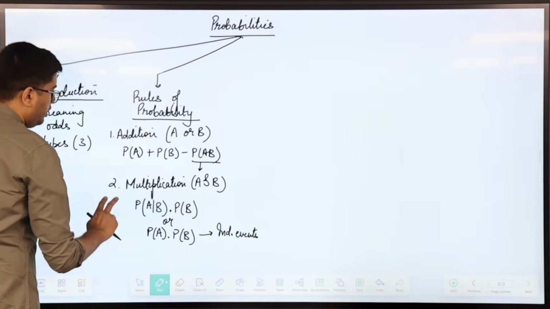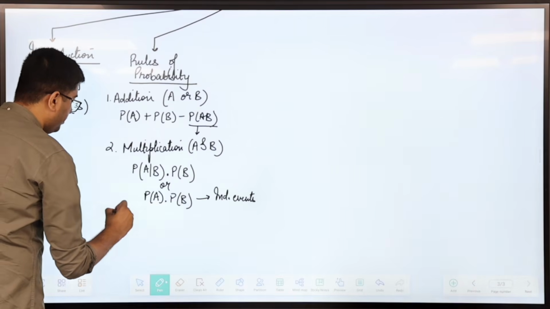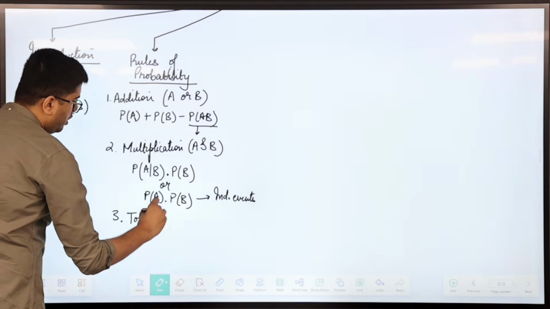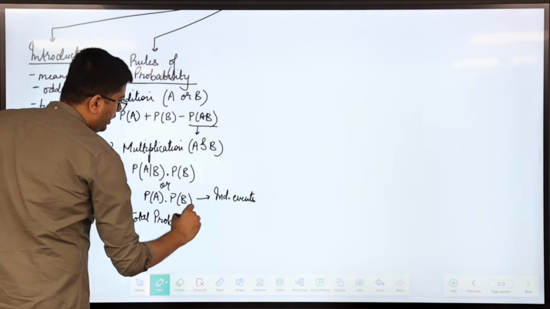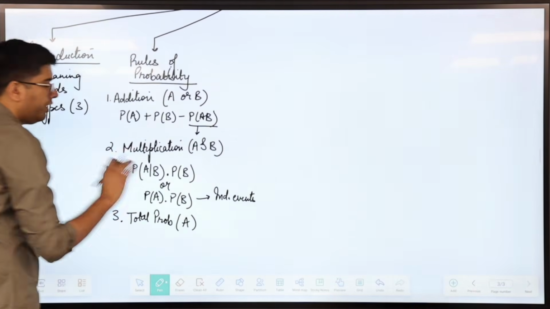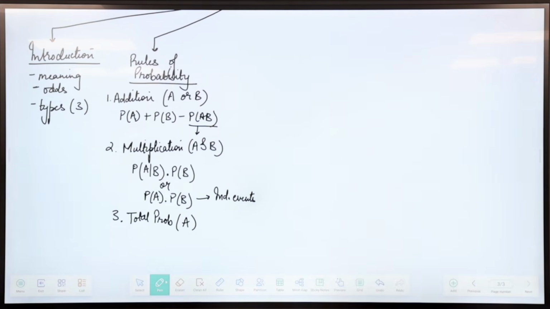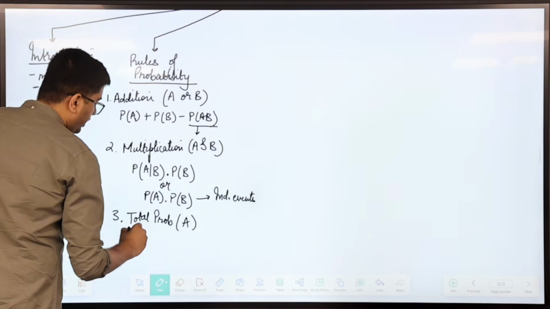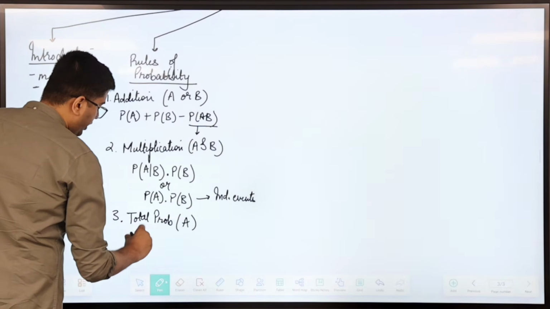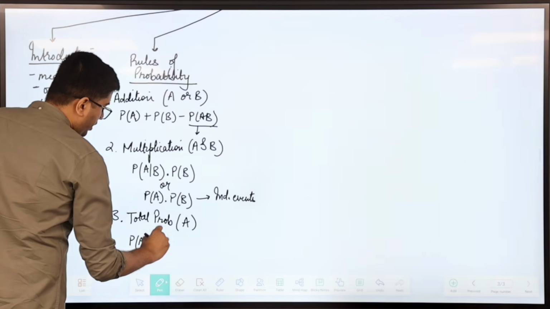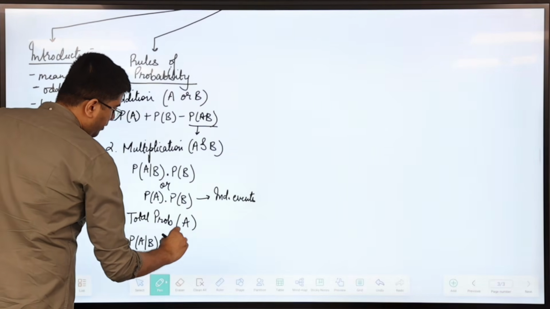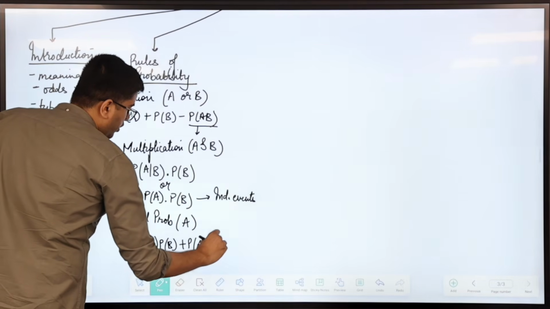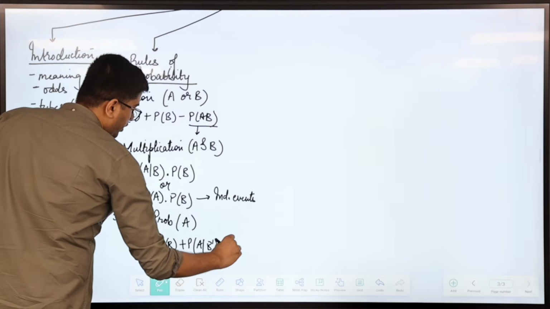And third rule is total probability rule, which is simply calculating the unconditional probability of any given outcome. If I just want to calculate probability of A, that is total probability rule. So this is calculated as probability of A given B into B plus probability of A given not B into not B.